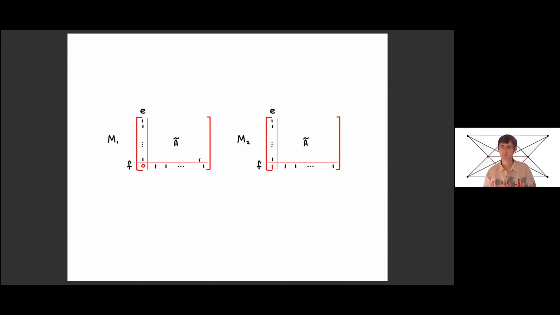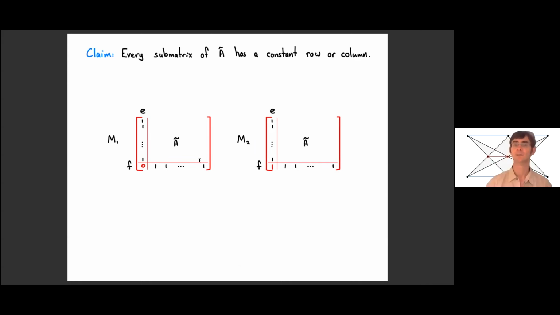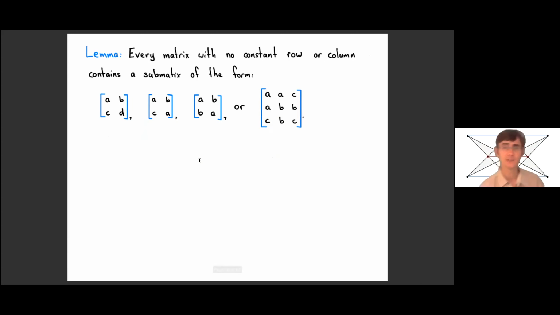So it's a fairly particular property, a fairly difficult property to have for a matrix. And it turns out that over GF4, the only way for this to happen is that this matrix A tilde has the property that every submatrix has a constant row or column. And how do you prove that? Well, you first need to prove that if you give me a big matrix, or any matrix, which has no constant row or column, then it has a 2-by-2 or 3-by-3 submatrix with no constant row or column.